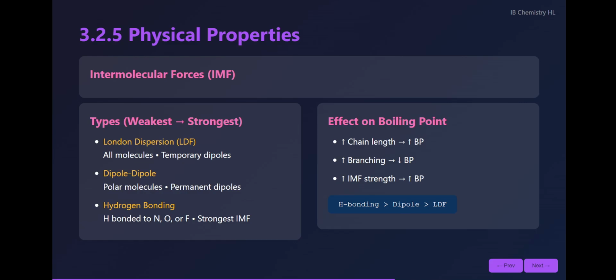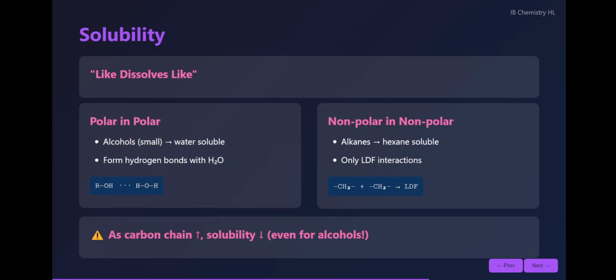Compare ethanol versus ethanoic acid. Both have hydrogen bonding, but carboxylic acids have 2 oxygen atoms that can hydrogen bond, so they have higher boiling points. For solubility, remember, polar dissolves polar, like alcohols in water. Nonpolar dissolves nonpolar, like oils in hexane. The longer the carbon chain in an alcohol, the less soluble it becomes.